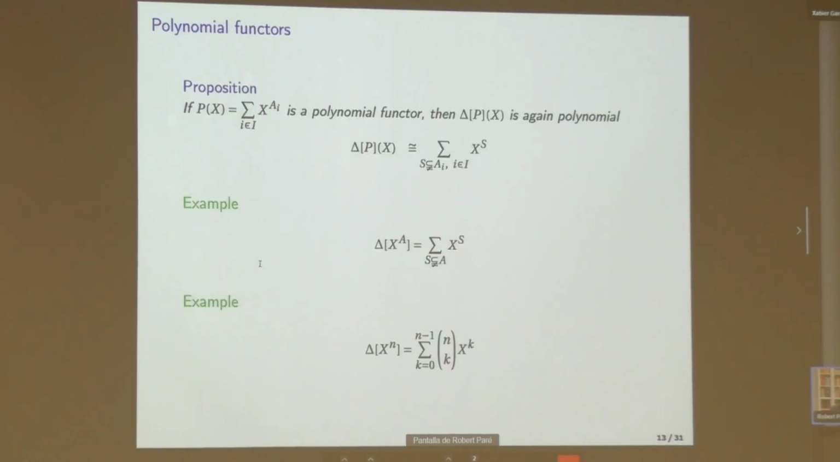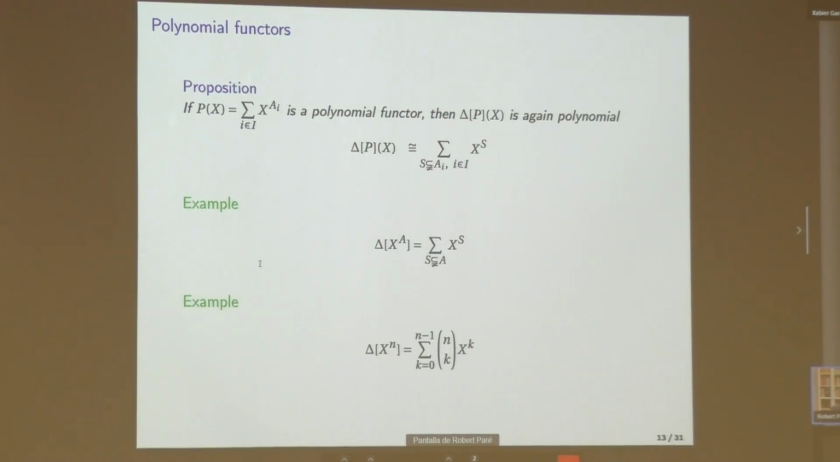So here is an example. I can actually calculate the difference for polynomials. If we have a polynomial functor, then its difference is again polynomial. And we can calculate the difference.